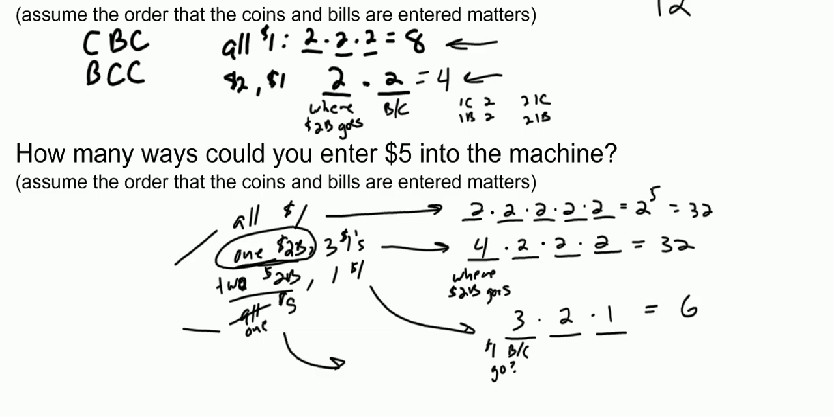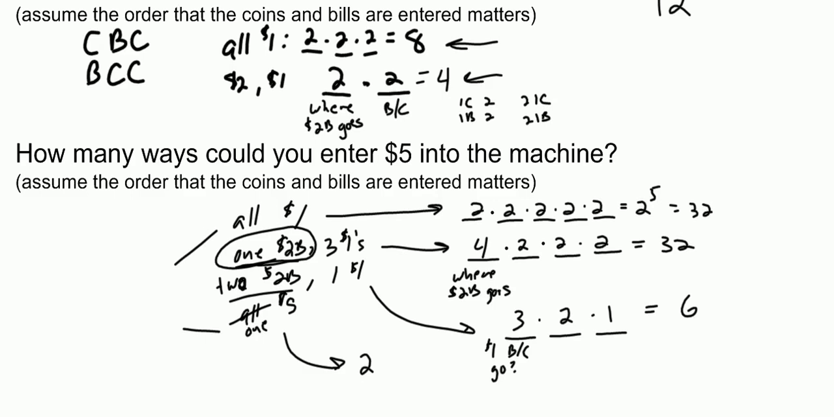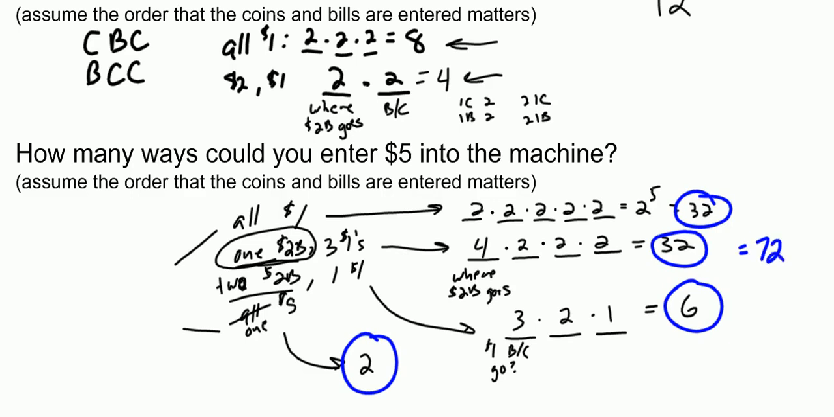And then if you're only going to use $5 bills, you only have 2 choices, either the $5 bill or the $5 coin. Okay? So all our cases together, if we add all these numbers up, we're going to get 64, 70, 72 ways.